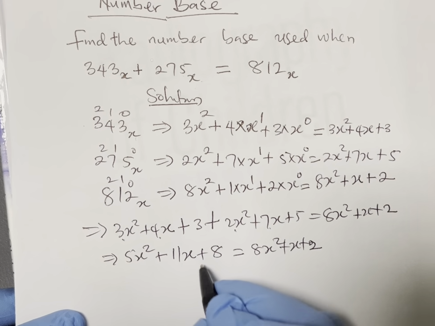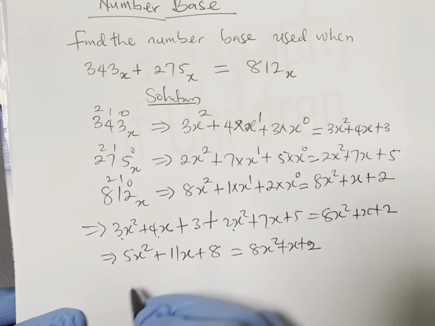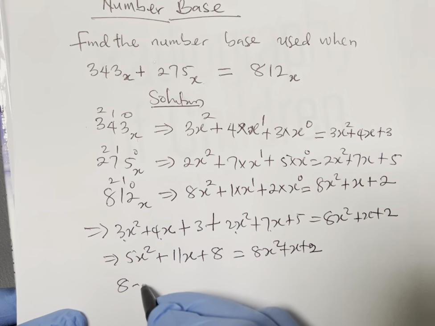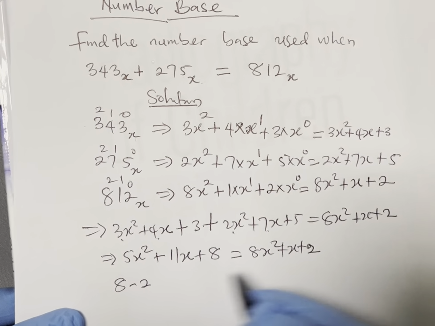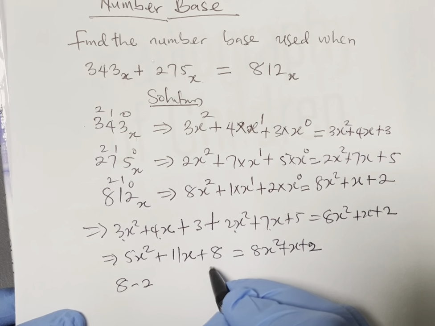Okay, I'm going to move all this over here and move 2 to meet 8. So doing that, that will be 8 minus 2, because they are like terms. And it is plus here. As it crosses the equal sign, it becomes minus.